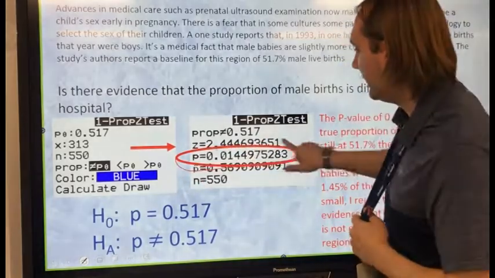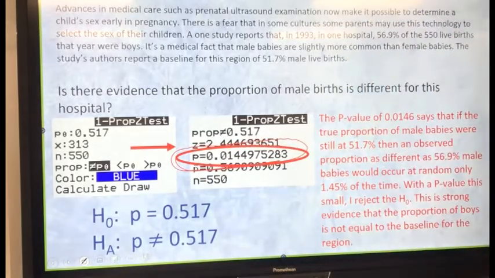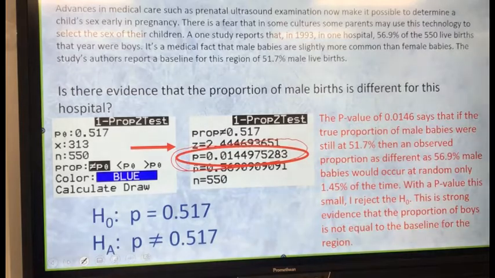Luckily for us, we live in the 21st century and we have the calculator to help us calculate that p-value, right? Otherwise, as you saw in that mechanics part, it's a lot of steps.